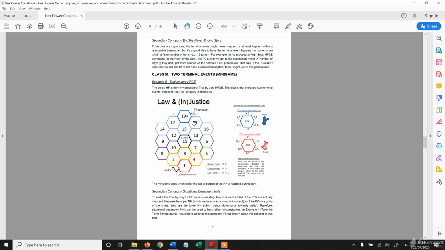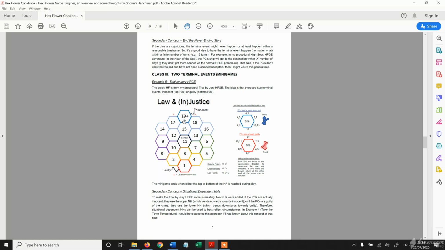By the same token, let's say you were here and you had one repute point, and you rolled say this direction, and you were actually innocent, so you rolled a 2. So here you'd be going off this way, but you spend that 1 repute point to be found innocent, and that's the end of the mini game. So in this mini game, you've got 2 terminal events. That's the idea here.